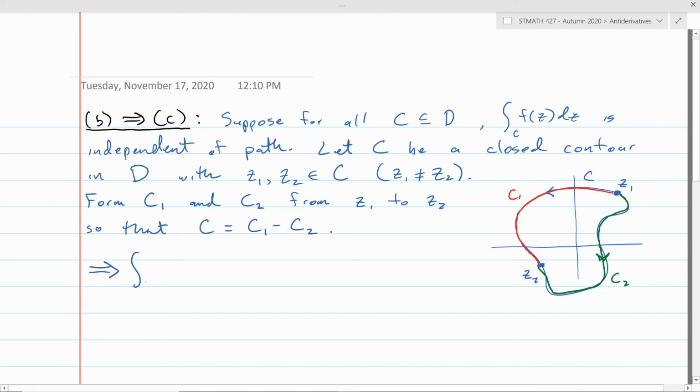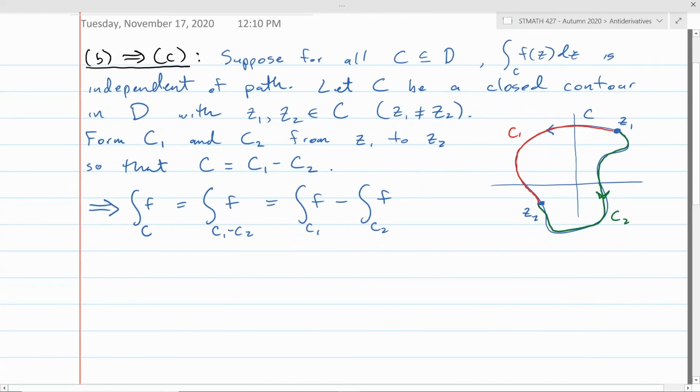So then the integral along this closed curve of f would be the integral along C1 minus C2 of f, which we can break up into the integral along C1 of f minus the integral along C2 of f. But C1 and C2 are both paths from Z1 to Z2, and we have independence of path, so these two integrals are equal by hypothesis. So that means this has to be equal to 0, which proves what we wanted: the integral around any closed contour has to be 0.